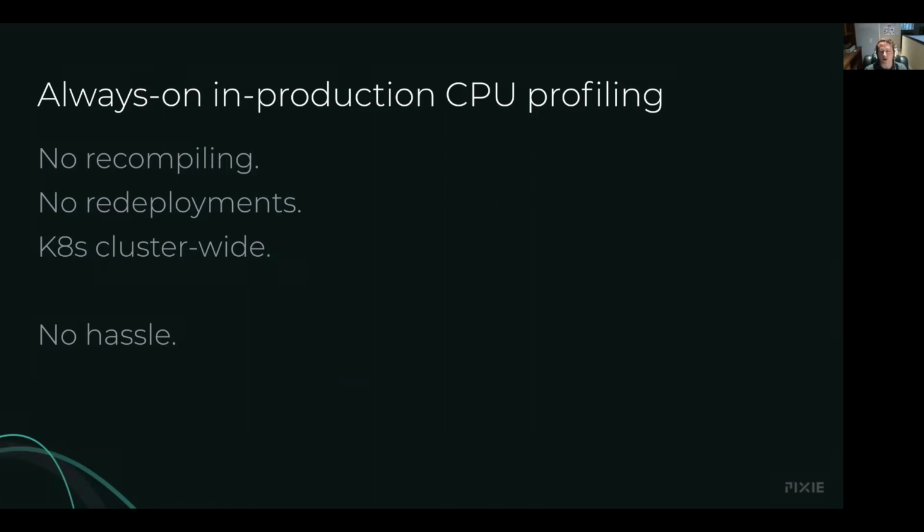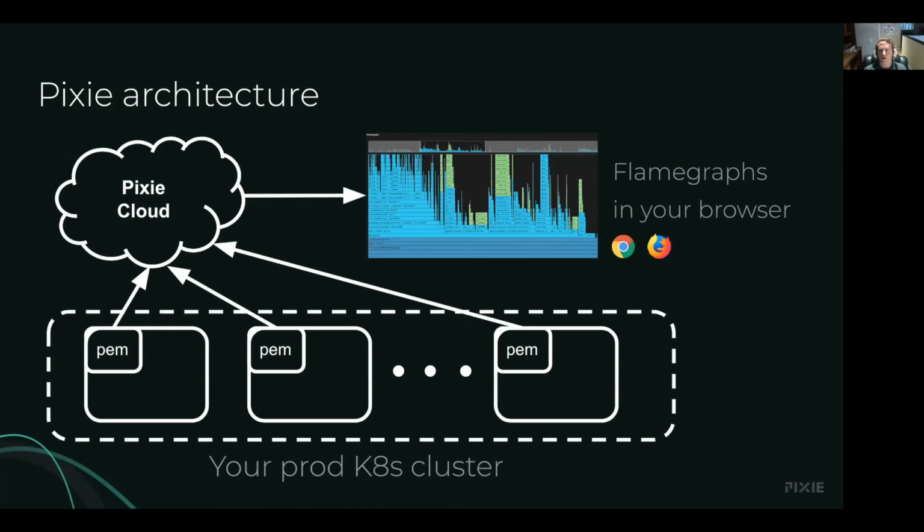So our vision, after experiencing this, was to have an instantly available profiler that was, bottom line, no hassle. And this is now built into Pixie, which as an architecture, you have installed on the nodes in your production cluster what we call a Pixie Edge module, or PEM. And the PEM is fundamentally a set of eBPF probes that collect data, maybe data about HTTP request latencies, which are relevant to our topic today.